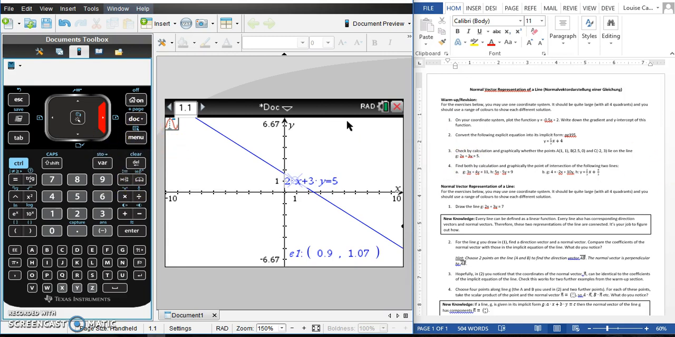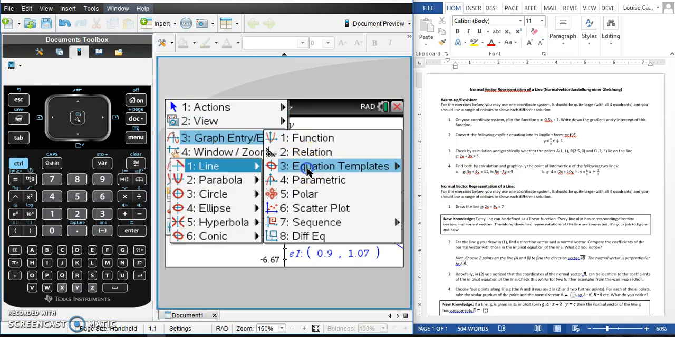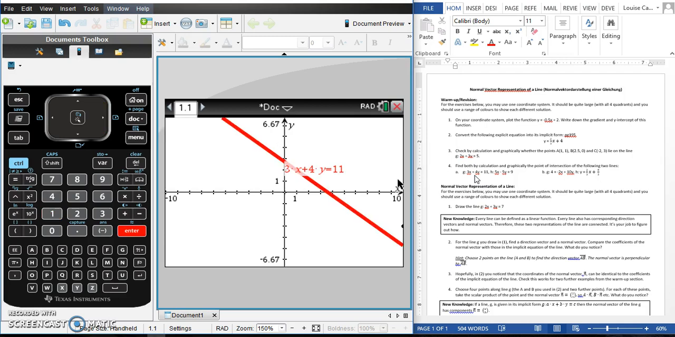Let's do then number 4. We have 2 equations in each one, and we need to find the point of intersection of the following lines, both by calculation and graphically. So let's go to our equation templates again to insert the first one here. What I'm going to do before I insert that is I'm going to hide this one because we're no longer interested in that one. Here I have 3x plus 4y is equal to 11.